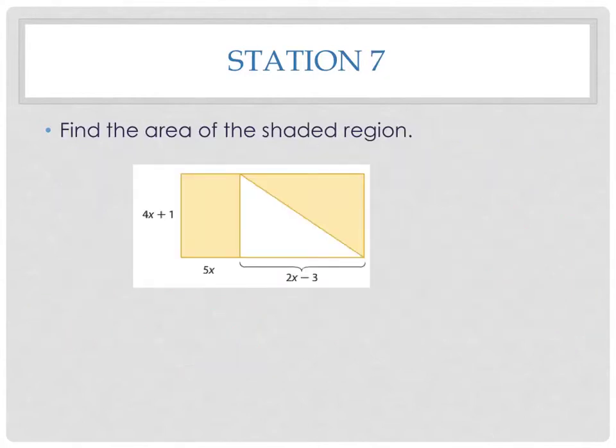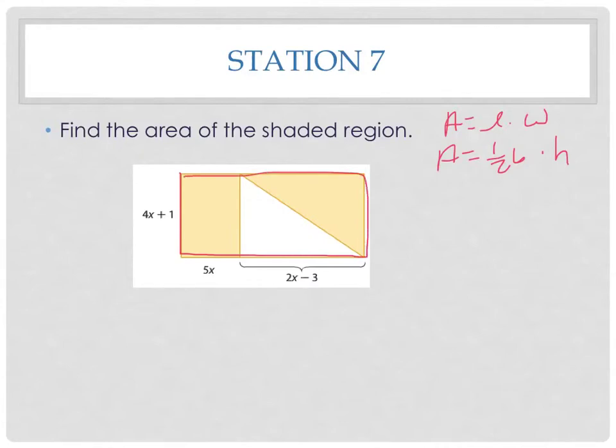In the next slide, we're going to take a look at finding area. So here, remember, we got to know some area formulas. For a rectangle, area is equal to length times width. And then for the triangle, area is equal to 1/2 the base times the height. So if I want to find the area of the shaded region, I would need to find the area of the whole rectangle.